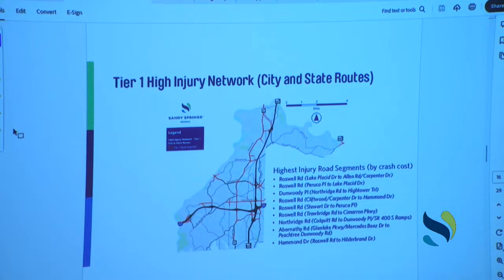I mentioned before, one of the key things that we are developing is a high injury network to come up with projects and strategies. If we just look at the crashes that occurred on city and state routes, this is your high injury network. You can see most of that is concentrated along Roswell Road. You do have a couple of segments along Dunwoody Place, Northridge Road, Abernathy. These are all well known, and you would probably agree these are the locations where you would think the crashes are. But the data does show this is where you need to pay most of your attention addressing crashes.